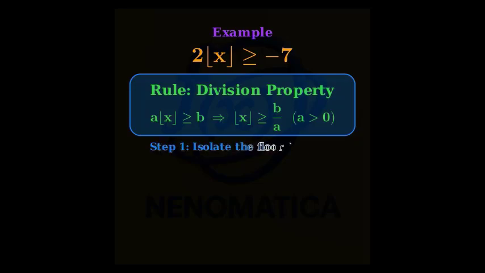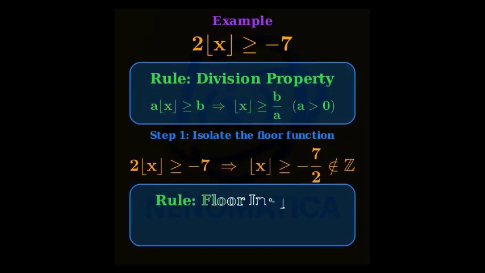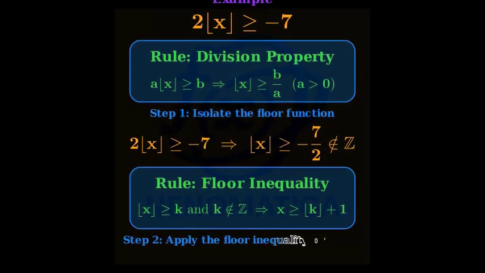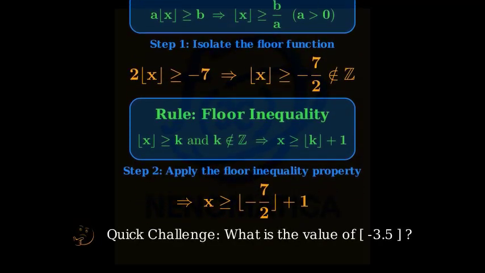This gives the greatest integer of x is greater than or equal to negative 7 over 2, which is negative 3.5, not an integer. Step 2. Apply the floor inequality rule. When a non-integer bound k appears, we move to the next integer at or above k, which is the ceiling of k, equivalently the floor of k plus 1. Therefore, x is greater than or equal to the floor of negative 7 over 2 plus 1.